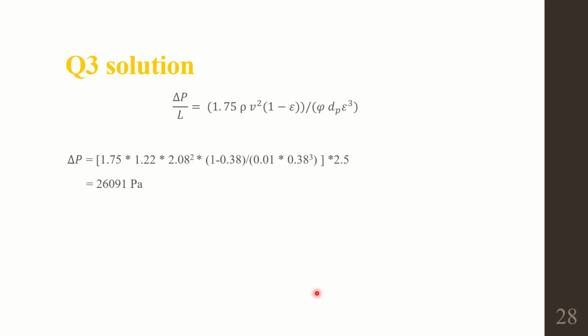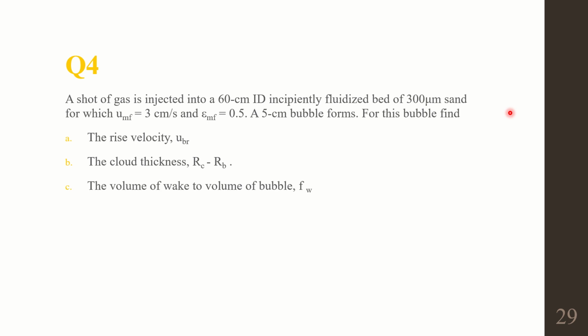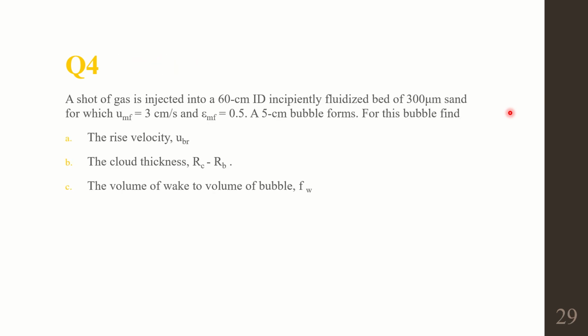So yeah, we'll go to question 4. In question 4, it is asked that a shot of gas is injected into a 60 centimeter inner diameter incipiently fluidized bed of 300 micrometer sand, for which UMF is 3 centimeter per second and epsilon MF is 0.5. A 5 centimeter bubble forms. For this bubbling bed, find the rise velocity UBR, the cloud thickness RC minus RB, and the volume of wake to volume of bubble, FW. This question also we have seen already.